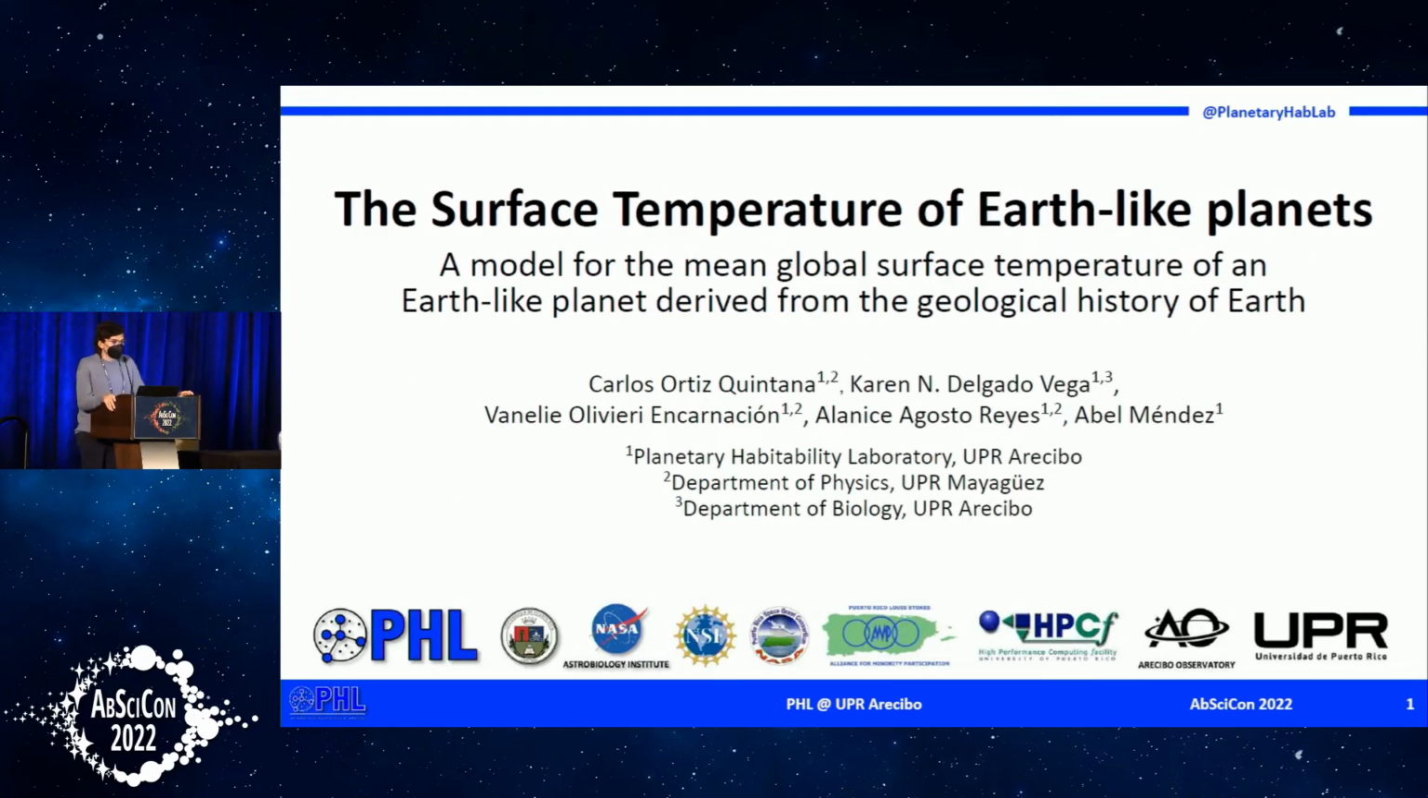Hi everyone. I'm Carlos Ortiz Quintana, and I come from the Planetary Habitability Lab located at the University of Puerto Rico at Arecibo. I'm Professor Abel Mendez's mentee, who is the principal investigator at that lab. My project is focused on the surface temperatures of Earth-like planets, and specifically we are trying to derive a model from the geological history of our own planet.